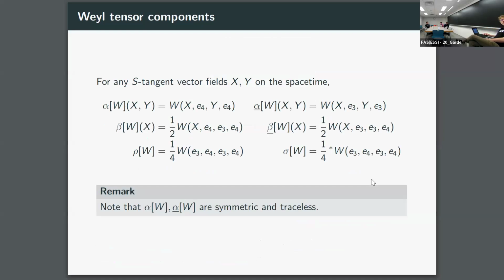Okay, so given a Weyl tensor W, we have its null components here. I just want to remark that the ones at the top, alpha and alpha bar, are symmetric and traceless tensors. The symmetry of alpha and alpha bar comes from the pair interchange symmetry of the Weyl tensor, and the fact that they are traceless comes from the fact that the Weyl tensor is a traceless tensor. And when I say traceless in this gray box here, I mean with respect to gamma, the metric of the spheres, not the full spacetime metric.